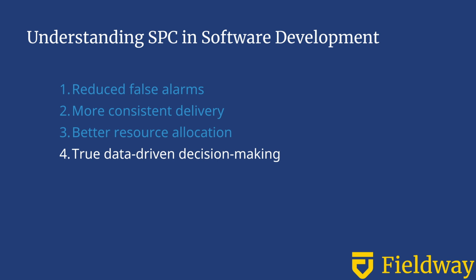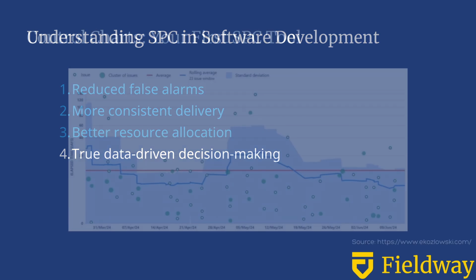SPC is particularly powerful because it builds on what we already know about variation in our metrics, but it also gives us specific tools to measure and monitor that variation systematically. Instead of debating whether a change is significant, we can use objective criteria to make that determination. Let's start with one of the most potent tools in SPC, control charts.